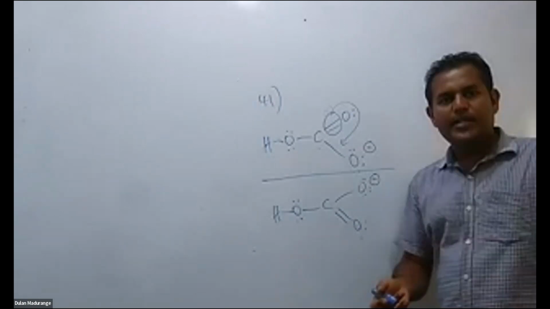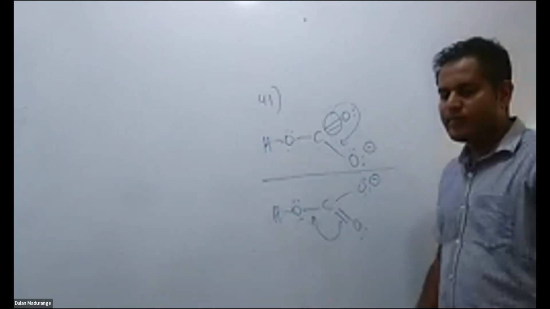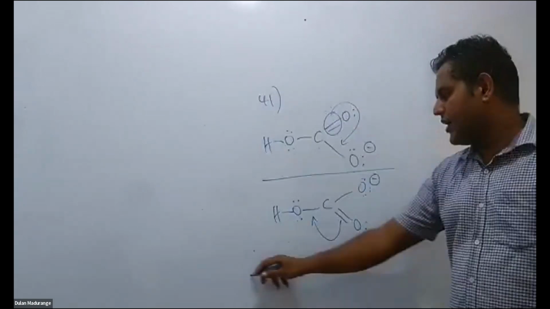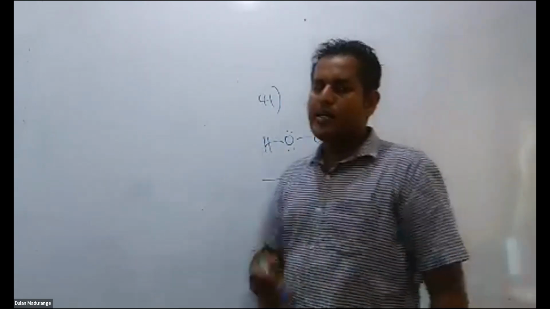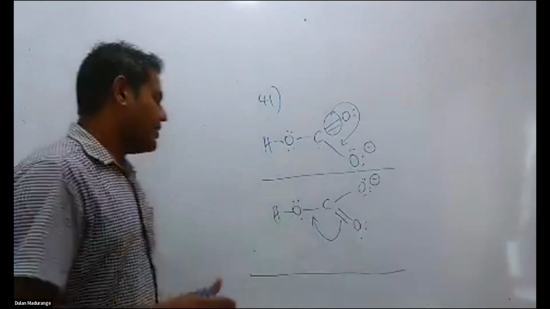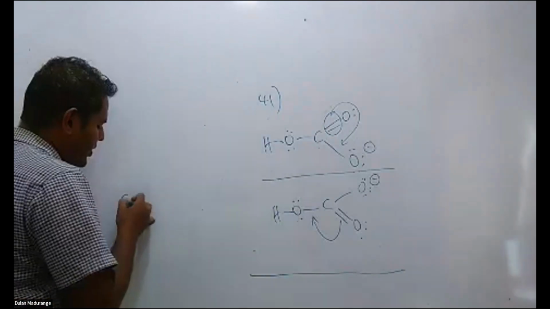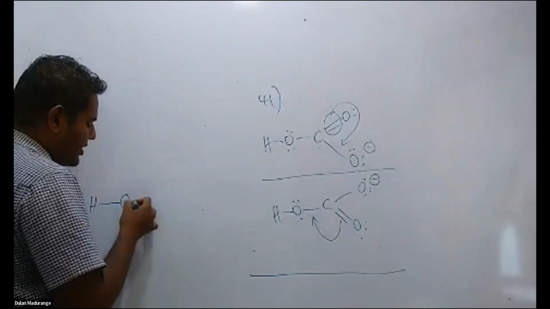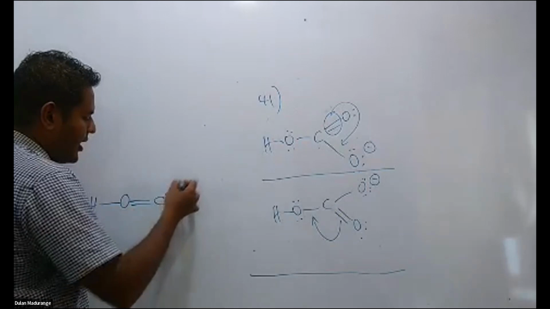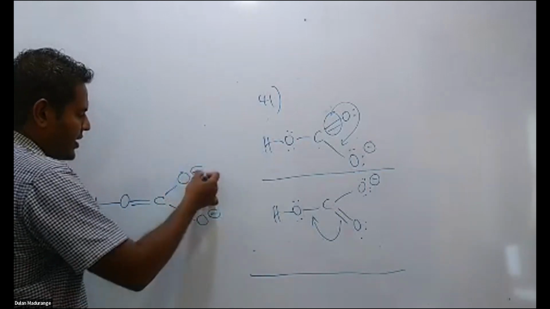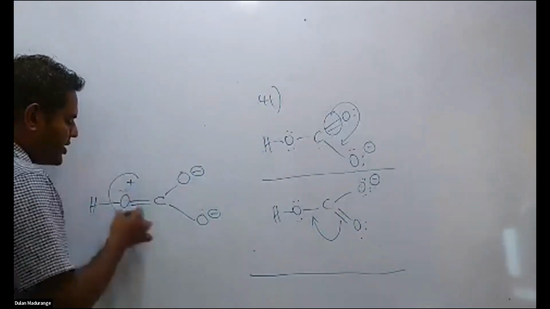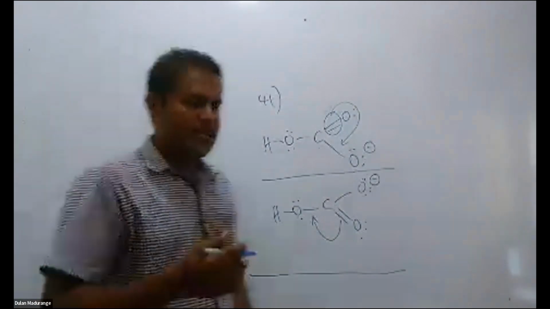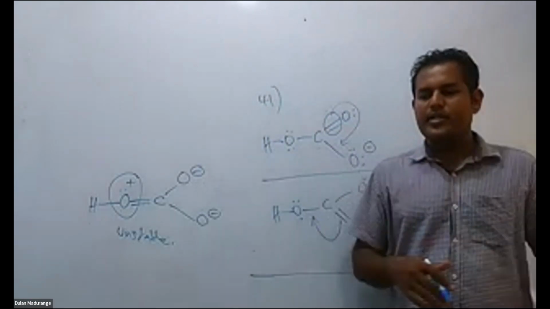But what we can't do, we can't take this pi bond to here. If I take the pi bond to here, we get OH, and then there's a double bond, and then carbon, oxygen, oxygen. This would be the structure. Since oxygen is getting a positive charge, that is unstable. So when we are drawing a resonance hybrid, actually we have to consider only the stable structures.